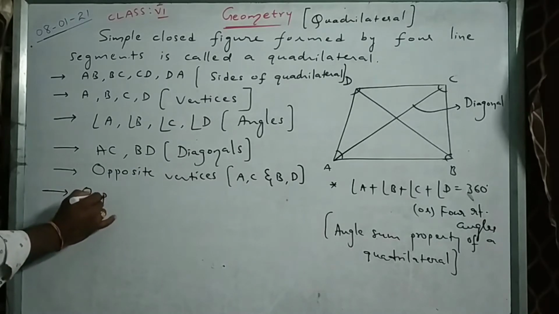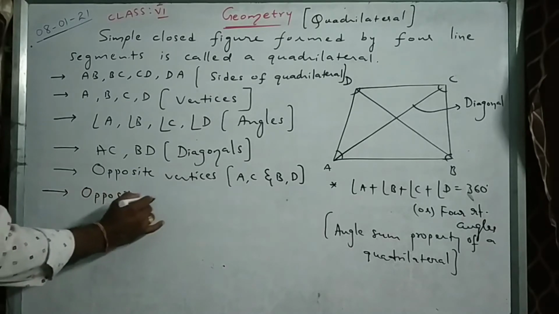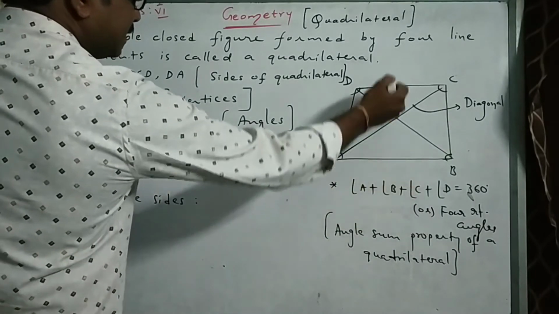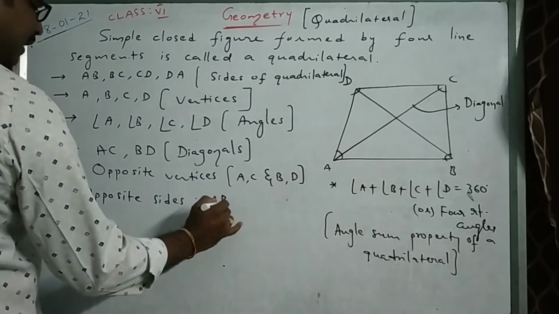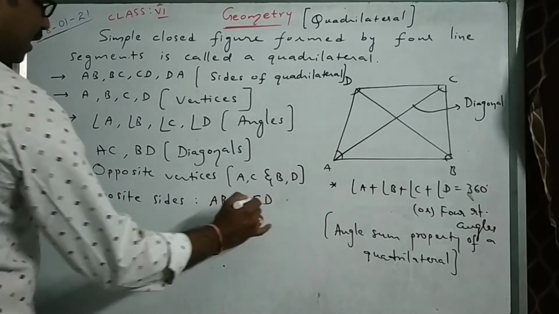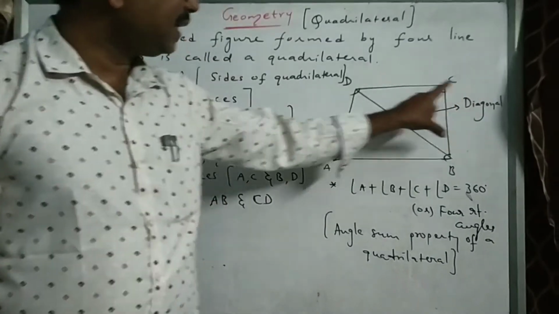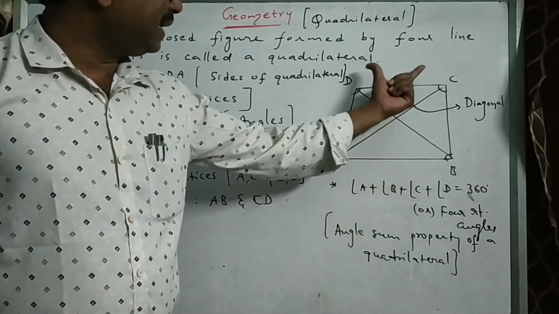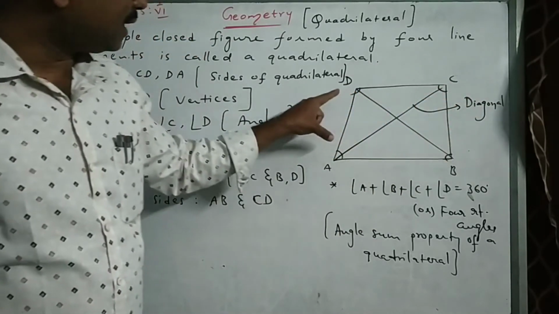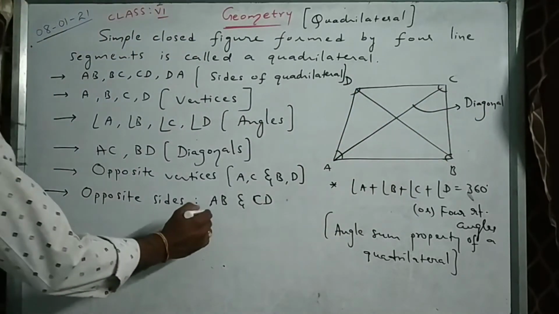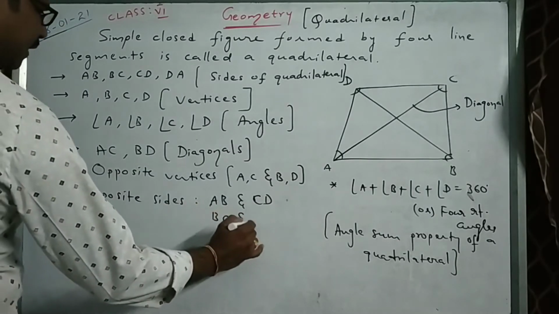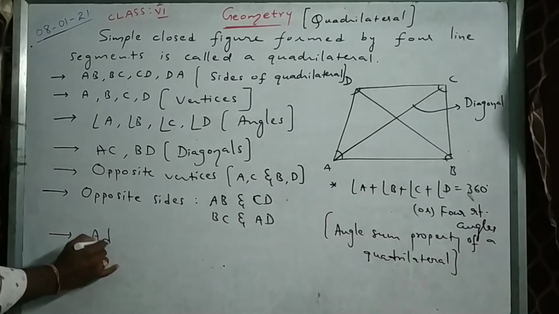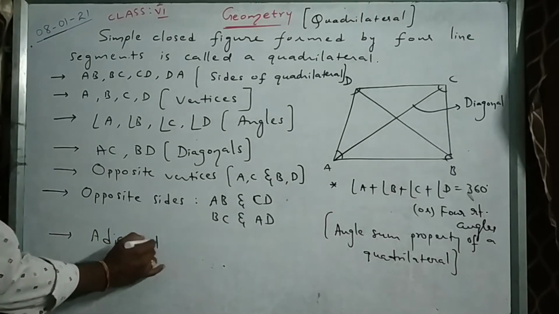Opposite sides. What are the opposite sides here? For AB, what is the opposite side? CD. AB and CD, they are opposite sides. And for BC, what is the opposite side? AD. So BC and AD are opposite sides.